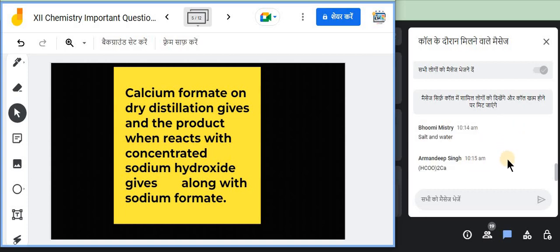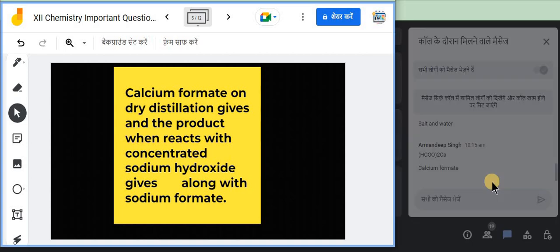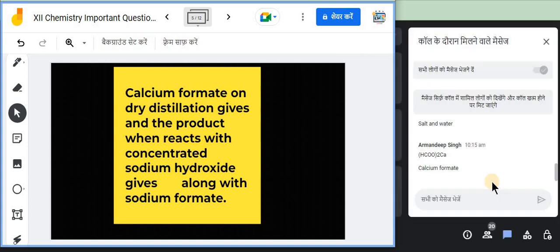You have written? Oh, sorry. Calcium formate, HCOO twice calcium. It's there in your chat box. Calcium formate. So now let us come back to the question. Calcium formate on dry distillation gives a product which, when reacted with sodium hydroxide, gives dash. We can first check what we are going to get after heating calcium formate.